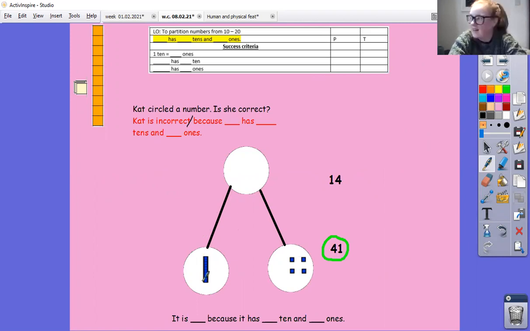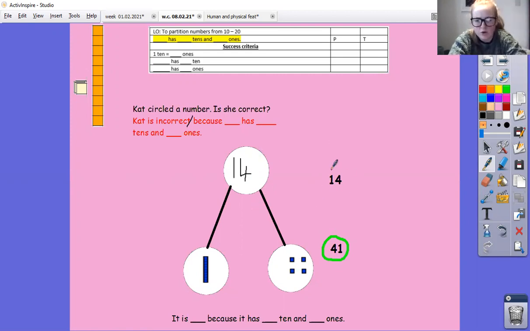So how many tens do I have over here? How many tens are here? There's just 1 ten, isn't there? There's just 1 ten, 1. How many ones are there in this section? How many ones are there? There are 1, 2, 3, 4 ones. So I've got 1 ten and 4 ones equals my whole, which is 14.